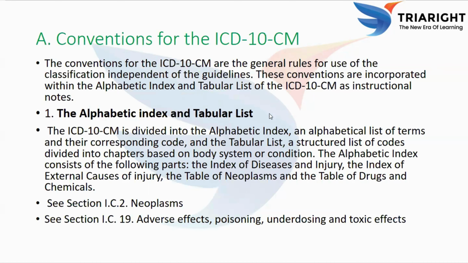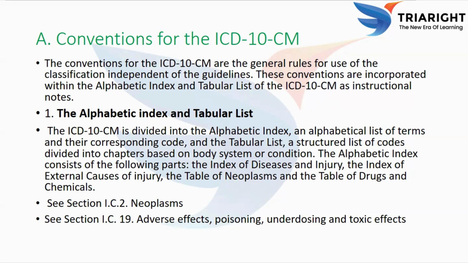So what are conventions first? Conventions are symbols, abbreviations, notes and instructions which are found in the ICD-10 codebook. So what do they do? They help the coders to select the correct code. For example, you have brackets, parenthesis, colon, includes, excludes one, excludes two.